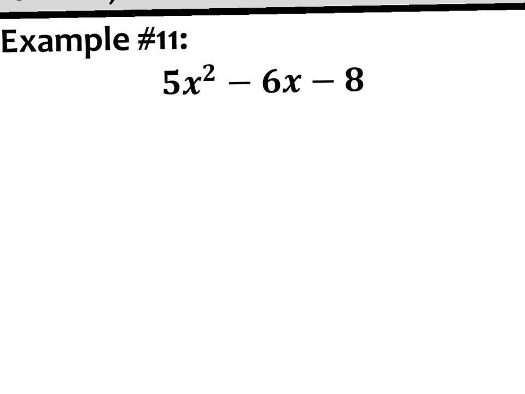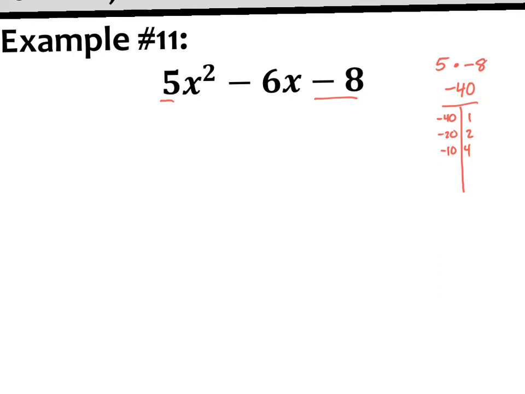Five x squared minus 6x minus 8. Again, no common factor. So I'm going to start out by multiplying 5x times negative 8. 5 times negative 8. A times c. That is negative 40. Looking for the two factors that multiply to be negative 40, that add up to be negative 6. Negative 40 and 1. Negative 20 and 2. Negative 10 and 4. There it is.